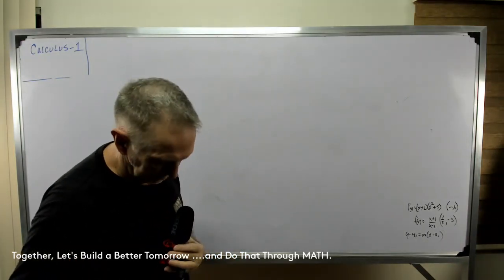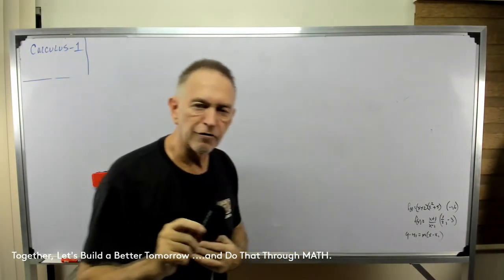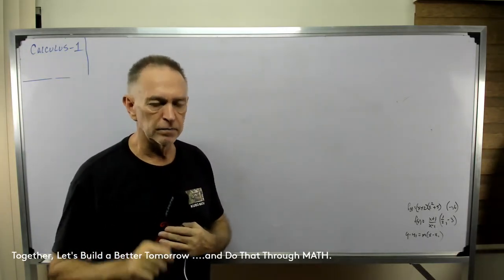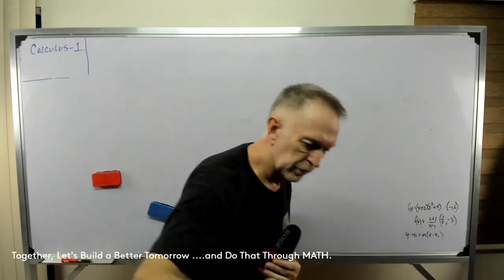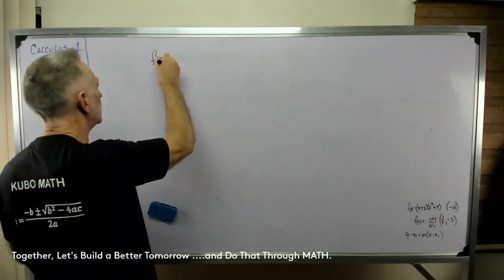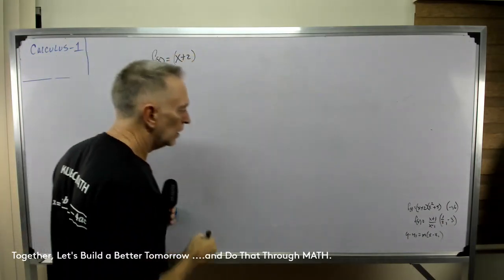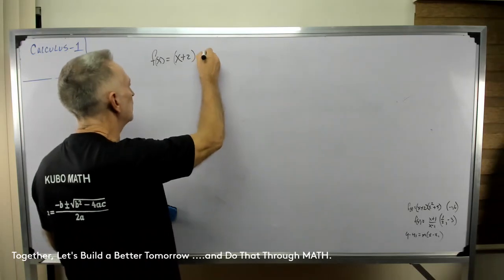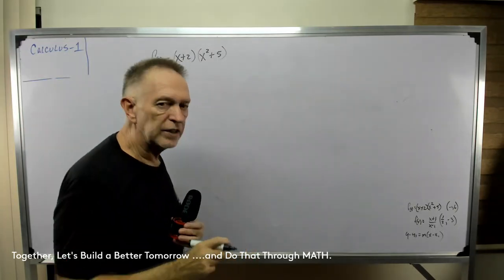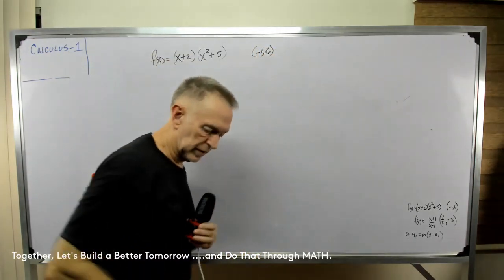All right, we're going to take a function and take the derivative of it with the intent of finding the equation of the tangent line at a certain point. Okay, let's see if this is a good marker. So we've got f of x equals x plus 2 times x squared plus 5, and we want to find the equation of the tangent line at the point -1, 6. And no, that was not a good marker.